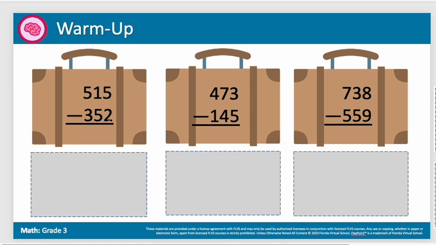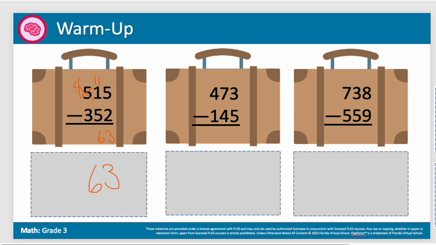So 5 ones take away 2 ones leaves you with a 3 in the ones column. One group of 10 can't take away 5 groups of 10, so we have to regroup. We have to go next to the hundreds place value. We have to borrow one group of 100, which means this is going to become 4 groups of 100 here. And that one group of 100, I'm going to trade in for 10 groups of 10 and add it with my one group of 10, which gives me 11 groups of 10 here. 11 take away 5 groups of 10 is 6 groups of 10. So I'm going to go ahead and bring down my 6.